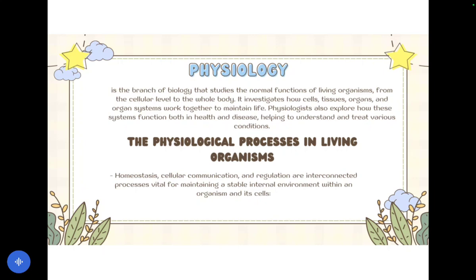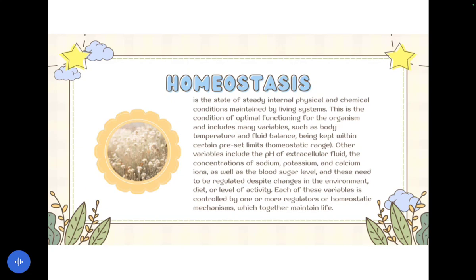The physiological processes in living organisms. So we have three physiological processes in living organisms. We have homeostasis, cellular communication, and regulation. And these are interconnected processes vital for maintaining a stable internal environment within an organism and its cells. So I'm going to discuss these physiological processes one by one. And let's start with homeostasis.